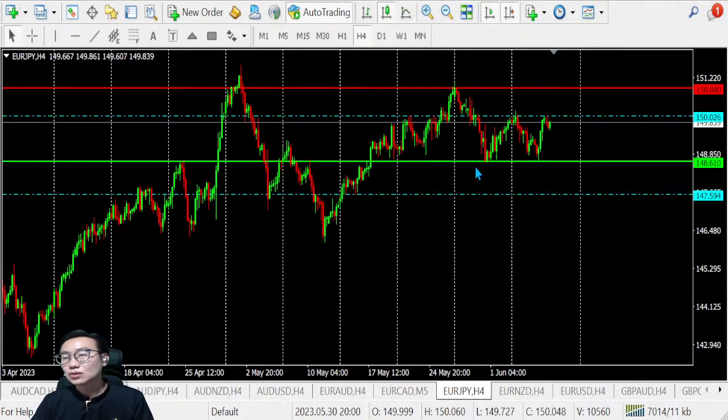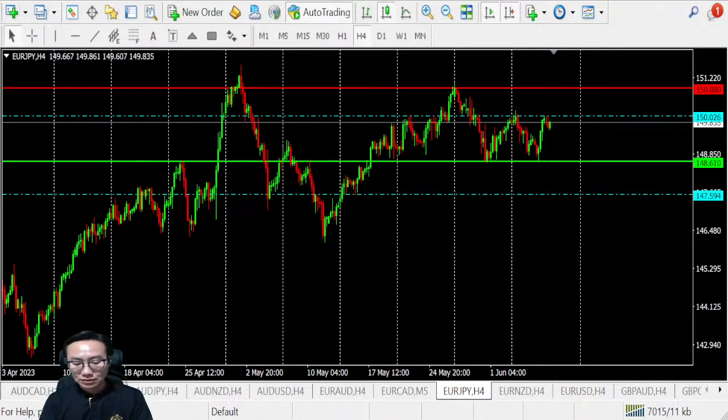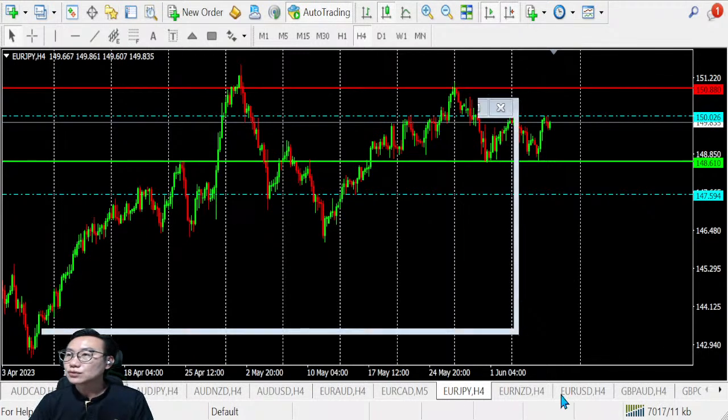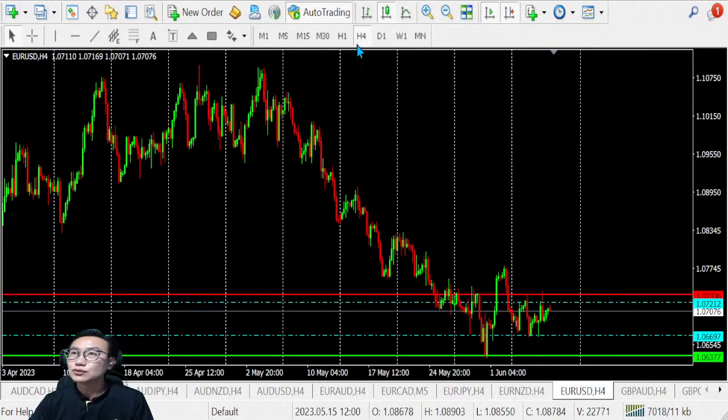Okay, so that is still quite a good chance there. So just wait for the next, I think for euro yen, we can wait for the next H4. Alright, I think that will be better. Okay, so for the euro dollar, let's take a look at euro dollar.